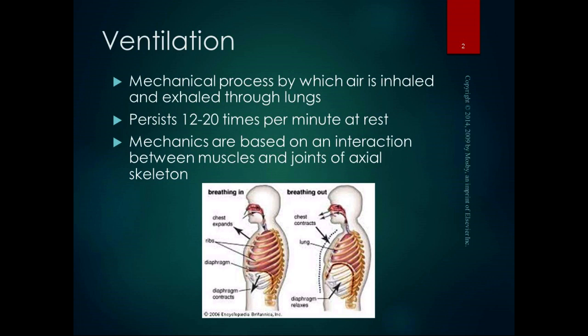So I kind of like this picture. This one's not from the book. With inspiration, or breathing in, the chest expands, the ribs lift, the diaphragm gets drawn down as it contracts, and the chest cavity expands. When you breathe out, the diaphragm relaxes, the chest cavity decreases, the ribs descend. There's some elastic recoil in the lungs, and the chest contracts, and the air goes out. So there is some active portion to it and some passive portion.